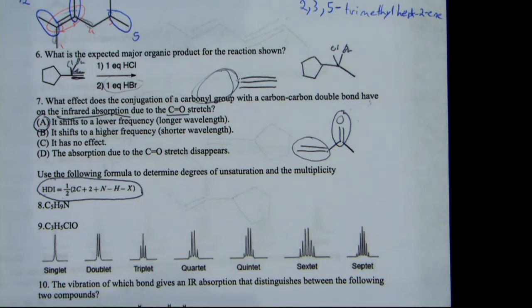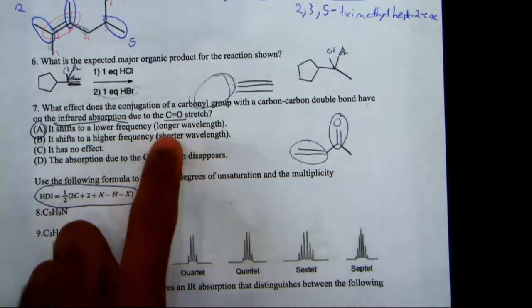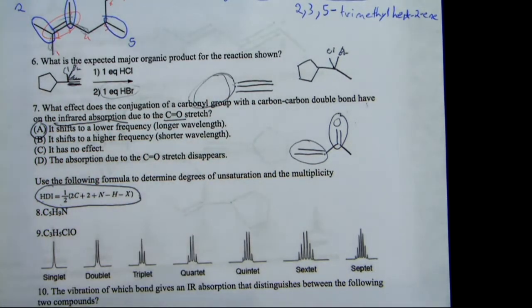On the IR spec, wave number and wavelength are different, I believe. Yes, if you move to the left, your wave number increases. I have it right. That's why it says lower frequency, longer wavelength; higher frequency, shorter.